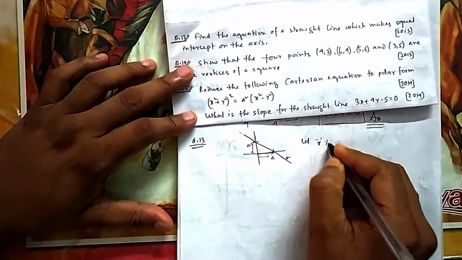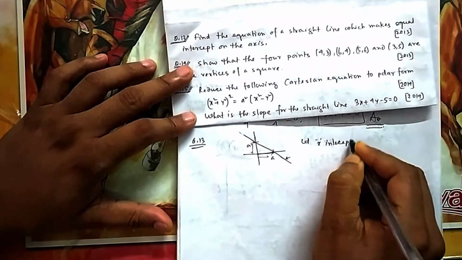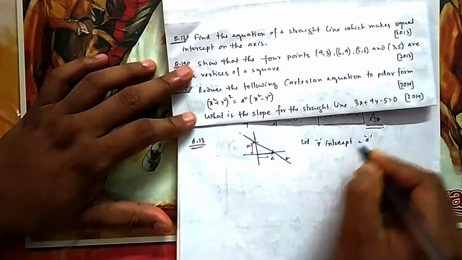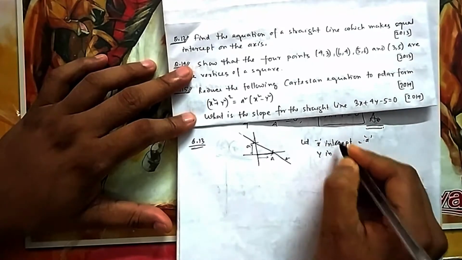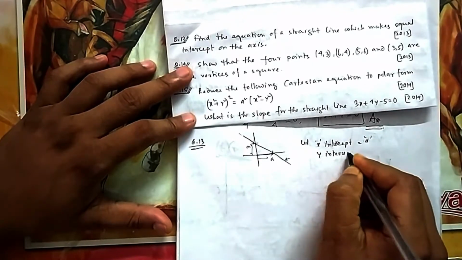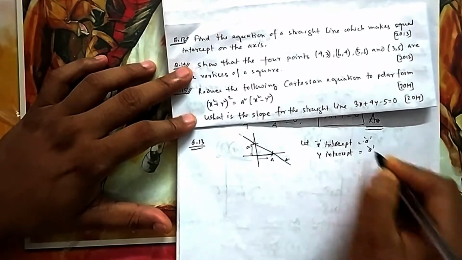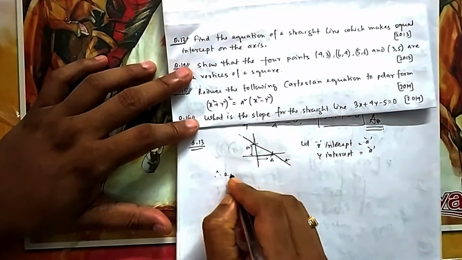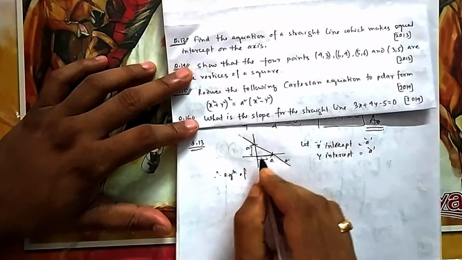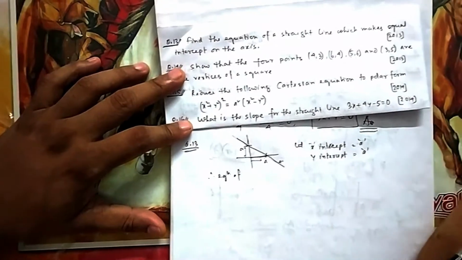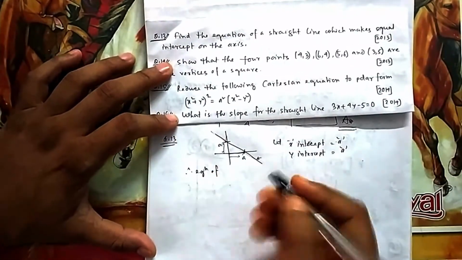So we'll write, let x intercept is A and y intercept is also A, because both are equal. Please correct the spellings of intercept. So therefore the equation of the straight line: had they given 5 5 or 4 4, whatever value, then we could have written it in that format. Otherwise we have to write it in our own.